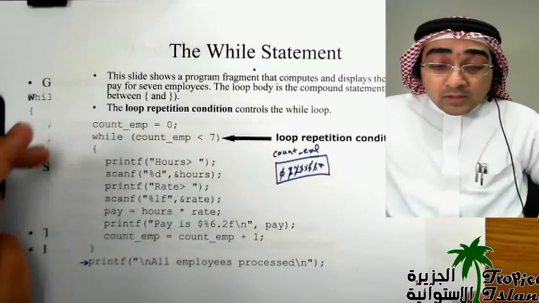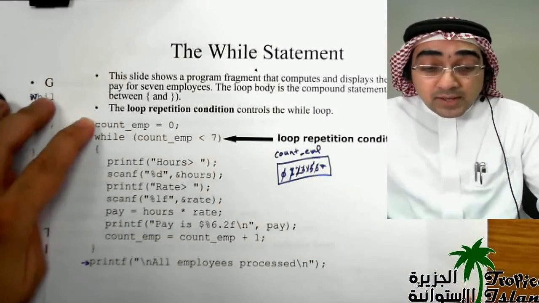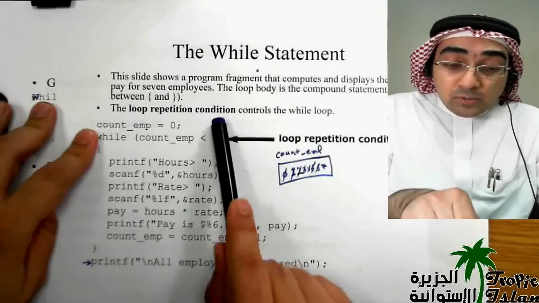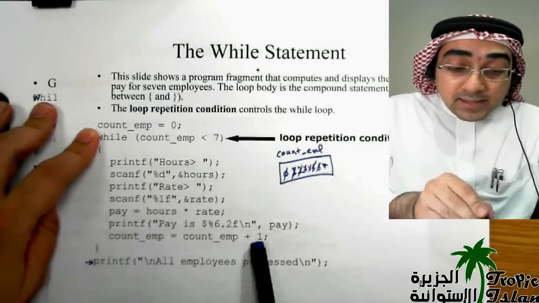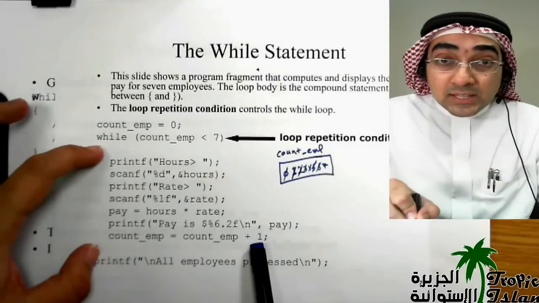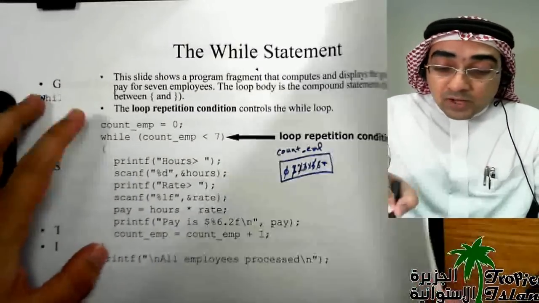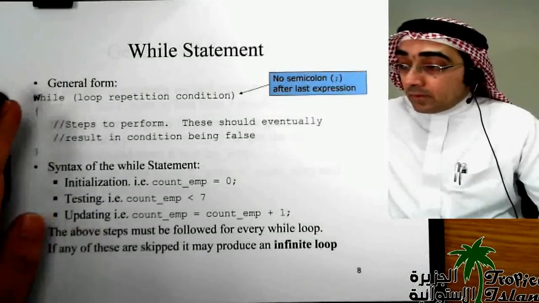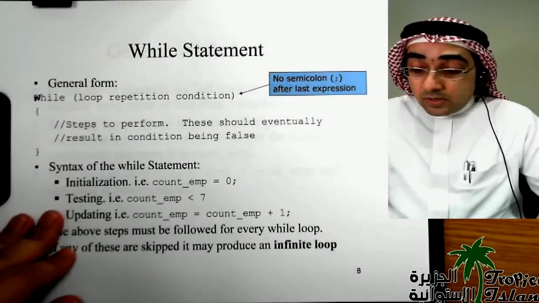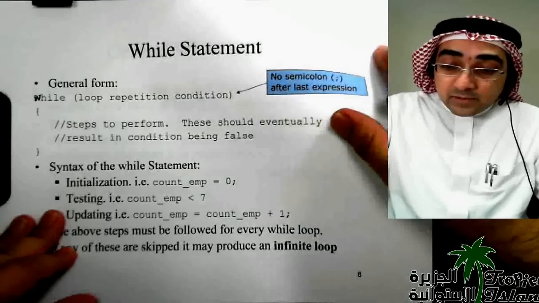Now notice one thing: the initialization is outside the while loop, while the condition is between the brackets, and the increment is in between the curly brackets of the while loop. So you have to write it somewhere in between. You have to write the condition. So that's about it for this slide. I'm going to move to the next slide.